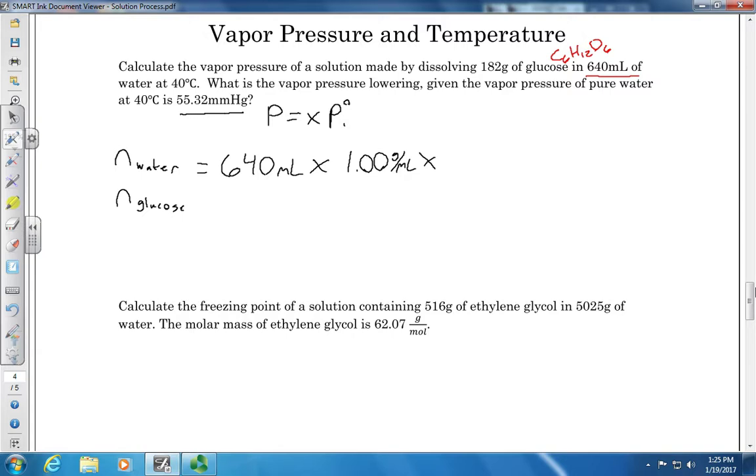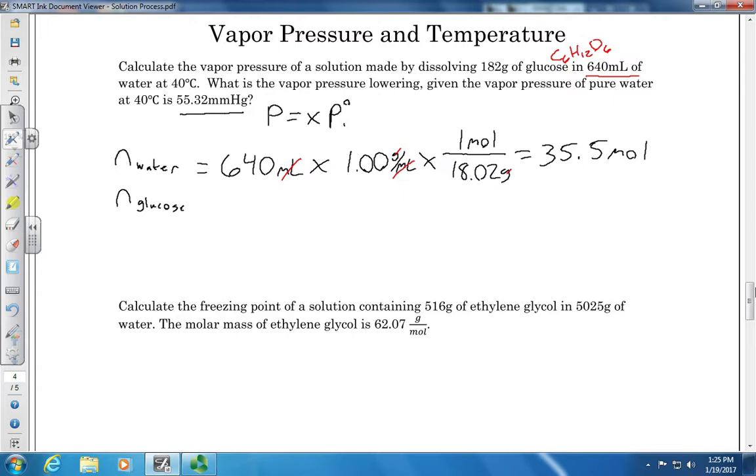And then we're going to multiply that by 1 mole over 18.02 grams, which is essentially dividing by the molar mass. So you'll find that milliliters and milliliters cancel out, grams and grams cancel each other out, and you're left with moles. And that ends up being 35.5 moles.